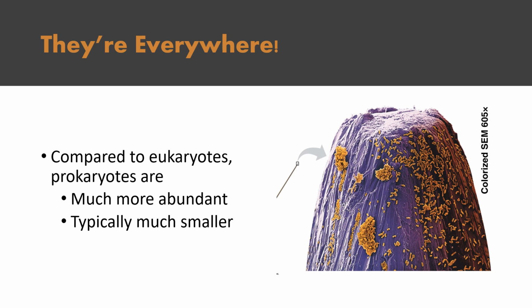Now, one thing when we compare eukaryotes and prokaryotes is that prokaryotes are going to be extremely small. There are sometimes ones that are a little bit larger, but on average, they're going to be much smaller than your typical unicellular eukaryote. And so here is the tip of a pin magnified 605 times, and you can see the little tiny yellow specks are going to be the prokaryotes. Most likely these are going to be bacteria.